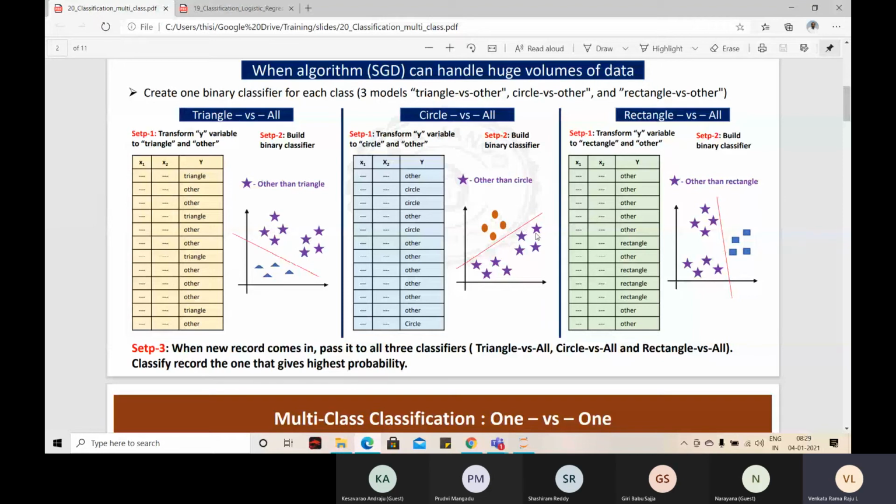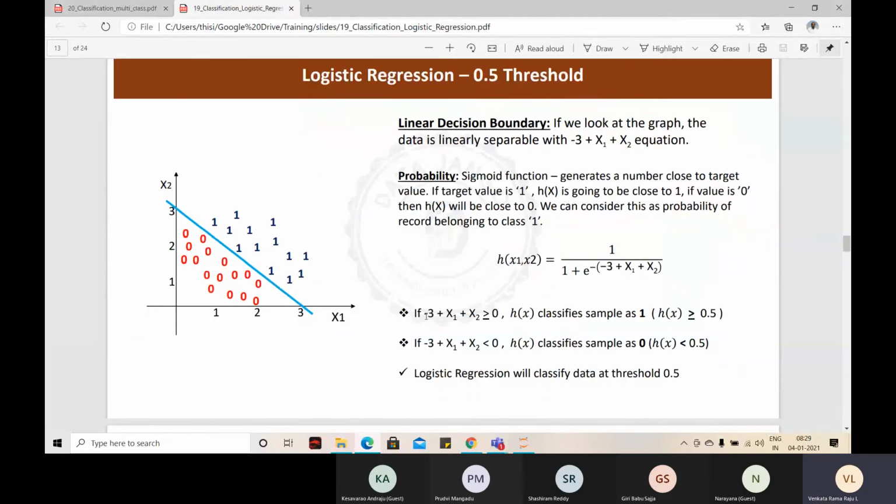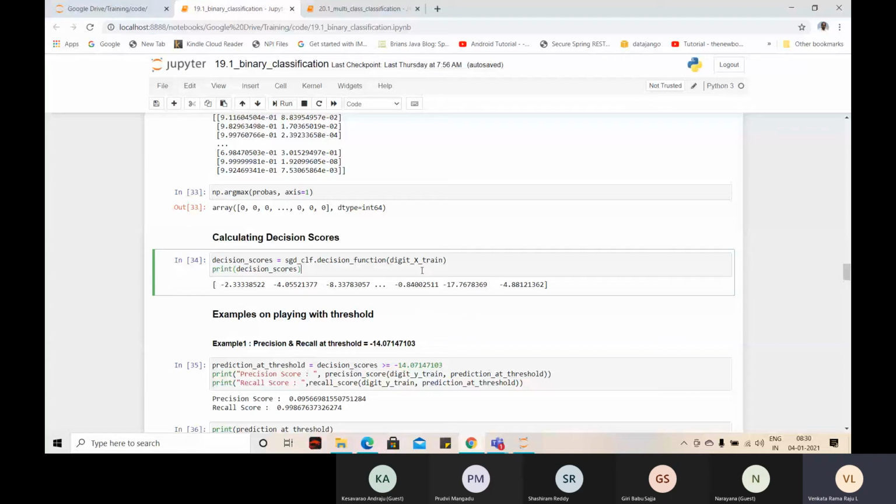Because above the line, the value is going to be greater than or equal to zero. Below the line, the value is going to be less than zero. So, using this kind of math only, it is going to find the distance also. That way, the decision function value is going to be positive for one class. Okay, answered or still having confusion?